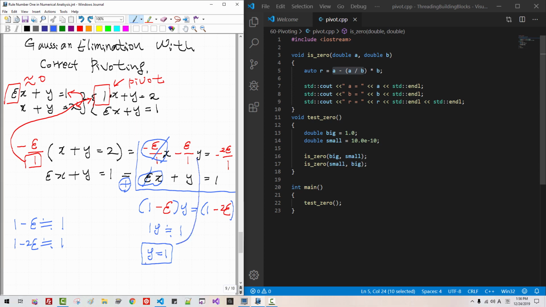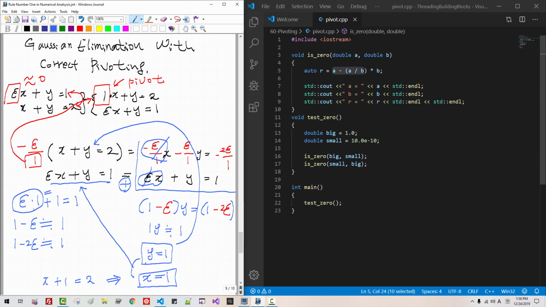If we substitute this result for y, x plus 1 equals 2, so x equals 1. If we substitute this result into this equation, epsilon 1 plus 1 equals 1, because this term is 0. So 0 plus 1 equals 1. This equation is true, so this result is correct.